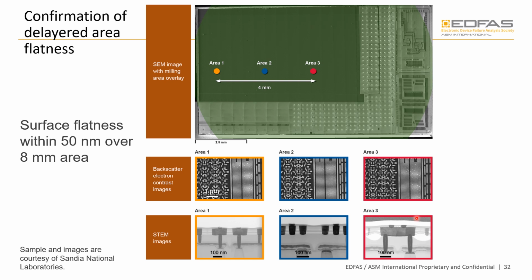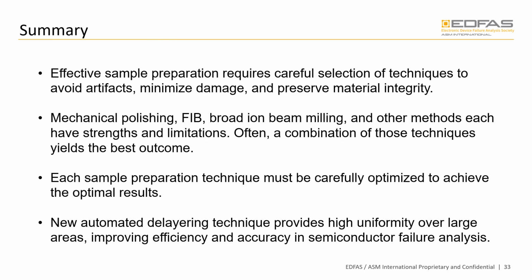With this example, I will conclude the presentation and move to the summary. So please remember that effective sample preparation requires careful selection of techniques to avoid artifacts, minimize damage, and preserve material integrity. Mechanical polishing, FIB, broad ion beam milling, and other methods each have strengths and limitations. Often a combination of those techniques yields the best outcome. Each sample preparation technique must be carefully optimized to achieve the best results.